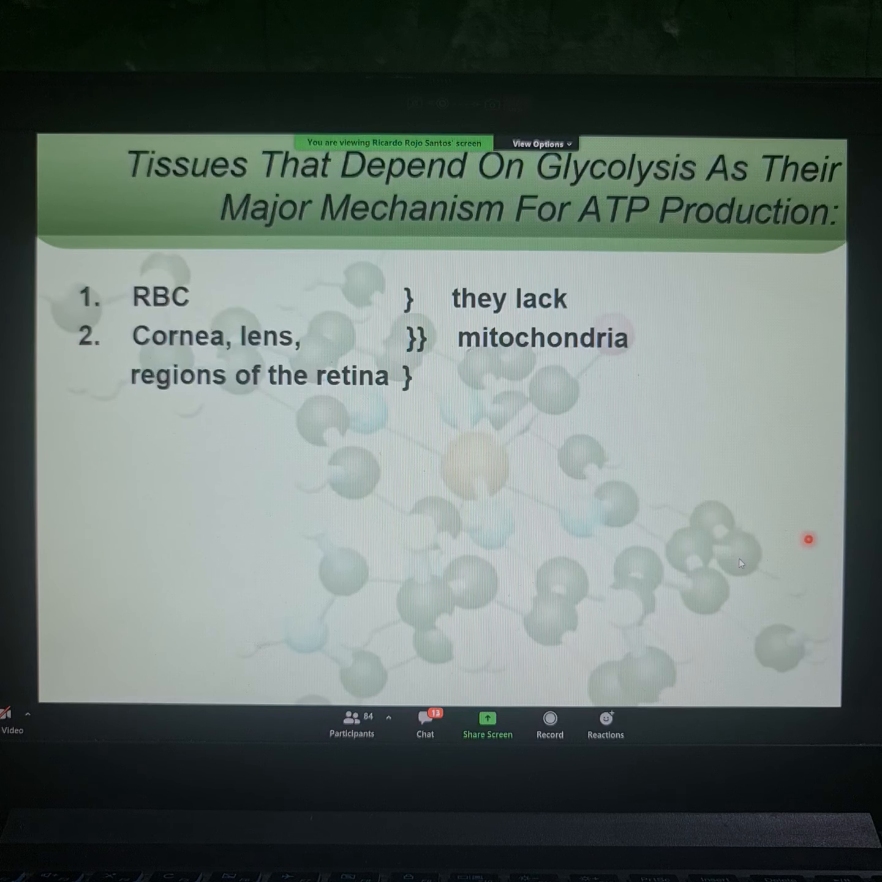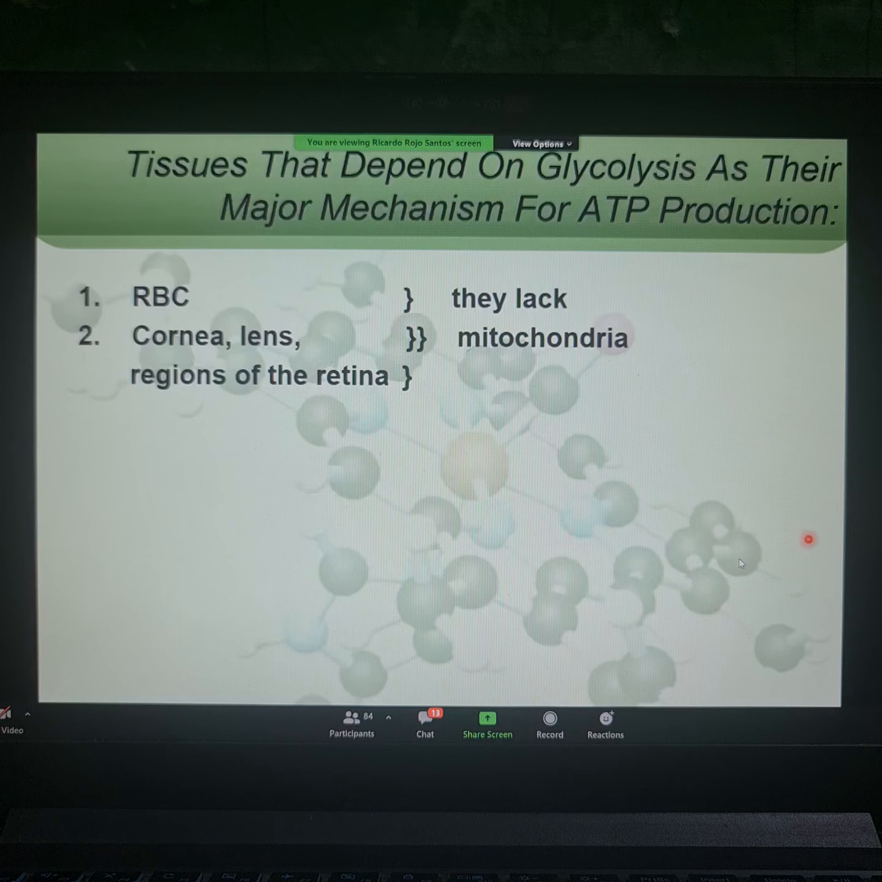Now, these are the major organs and tissues of the body that utilize glycolysis as their major mechanism for ATP production. By and large, what do they have in common?